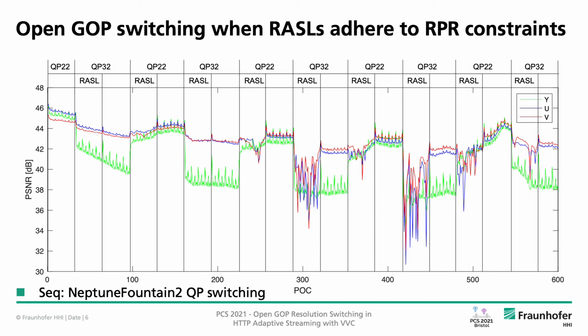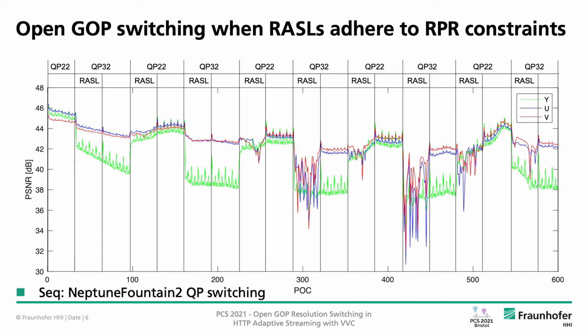So let's imagine we did just that and adhere to the RPR related constraints for all the leading pictures in our setup. And now we put everything on the server and the client starts to download. And in this example here, the client switches between two QP points, two bit rates constantly. In this figure, you see the 600 pictures over time in this video coded sequence and PSNR on the vertical axis. And the three colors are the YUV components.